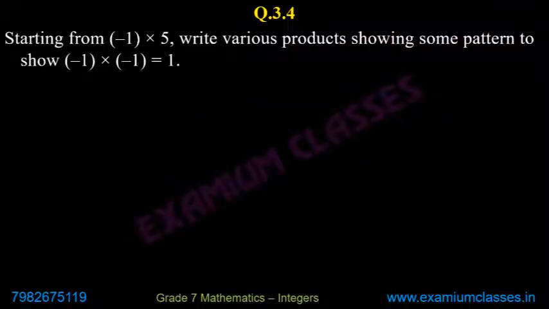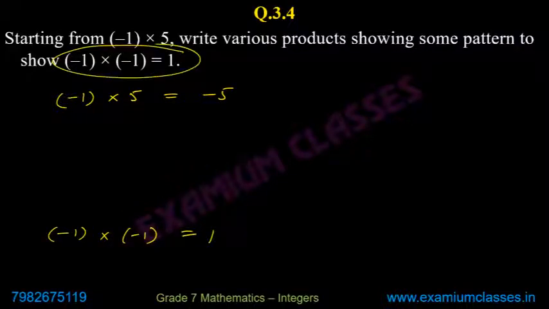Next, starting from -1 into 5, write various products showing some pattern to show -1 into -1 is 1. So start with whatever is given. It is written start with this. -1 into 5 will give you what? -5. And what we have to reach? We have to reach till -1 into -1 equals 1. It means this remains same. We have to decrease 5 by 1 every time.